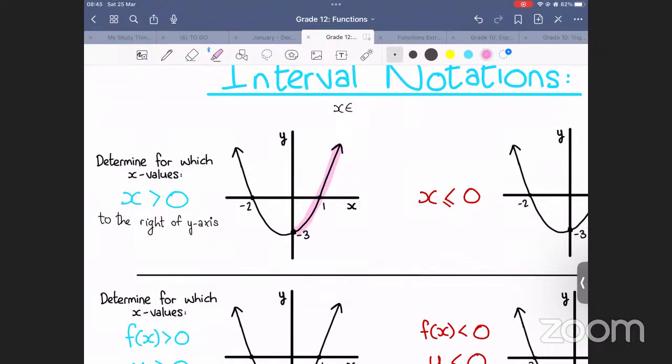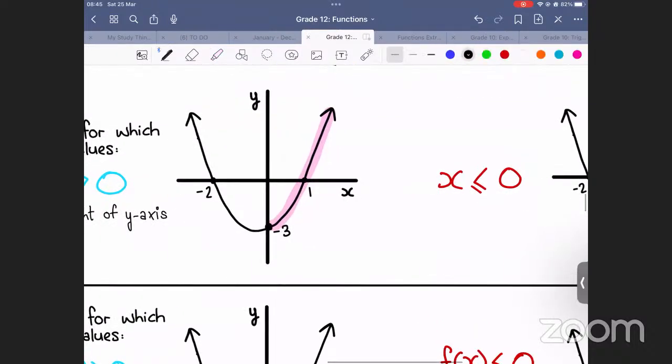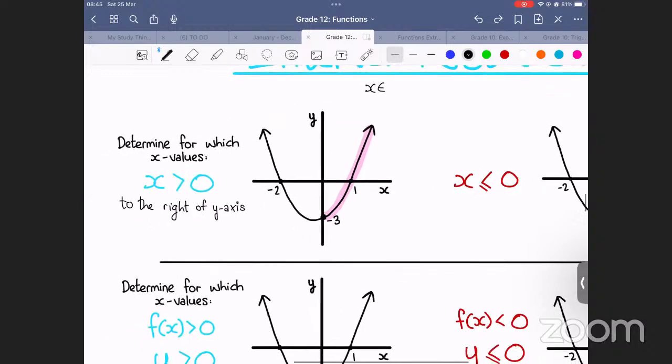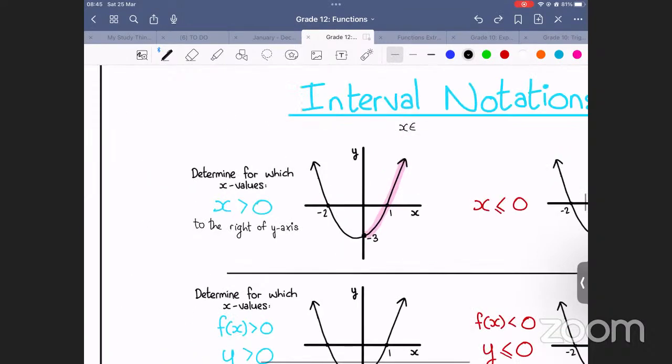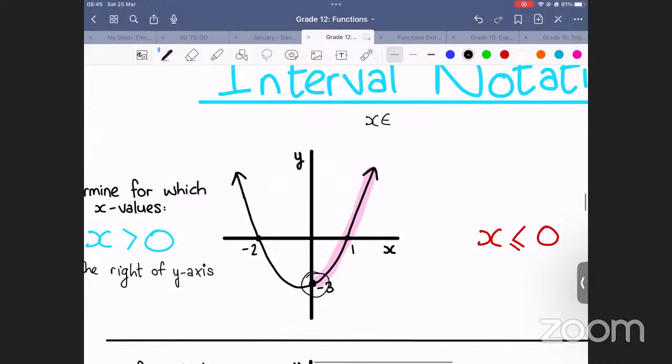Incorrect. You see, not -3. This is where we need to avoid that confusion. -3 is a y value. When you are asked interval notations, you are always asked to answer in terms of x values, never in terms of y values. So you need to always remember x values. And in that case, where y is -3, x is actually 0. So the most left x value in this case is 0.